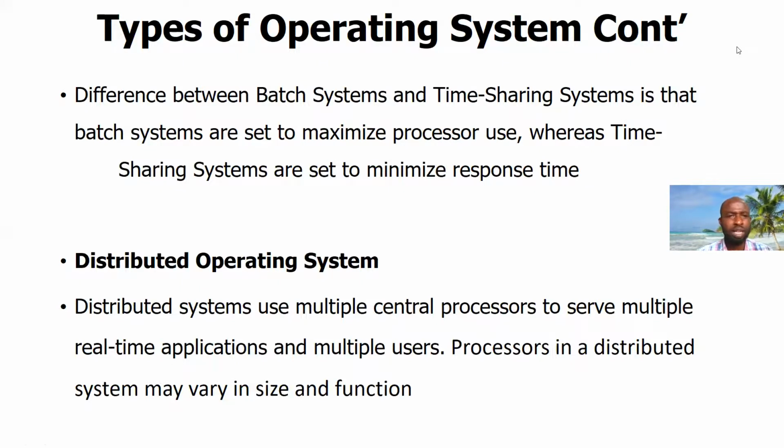We also have another type of operating system, that is the distributed operating system. With respect to the distributed operating system, they normally use multiple central processors to serve multiple real-time applications and multiple users. Processors in a distributed system may vary in size and also function.